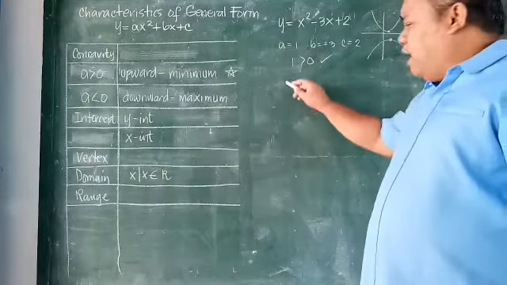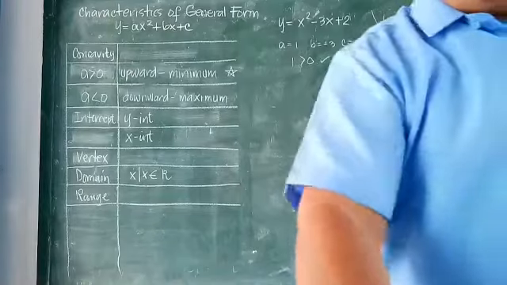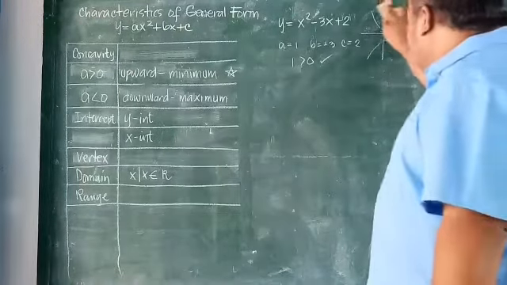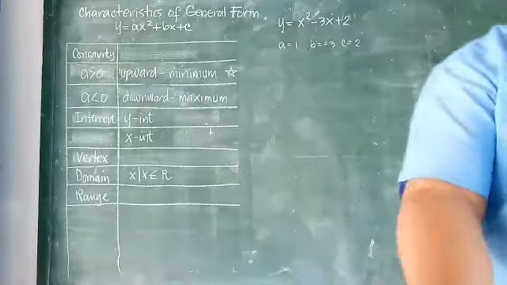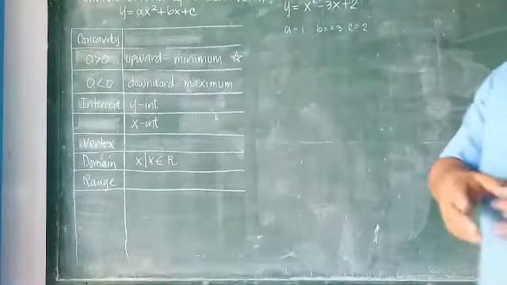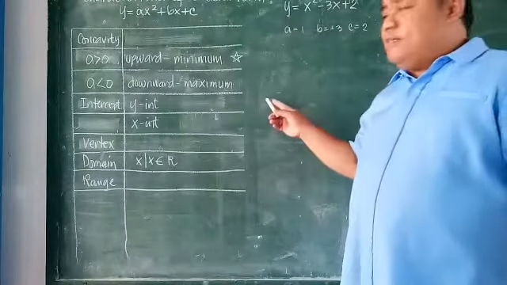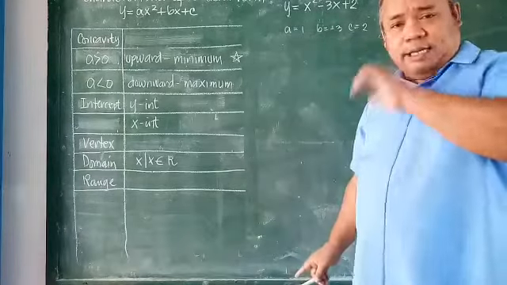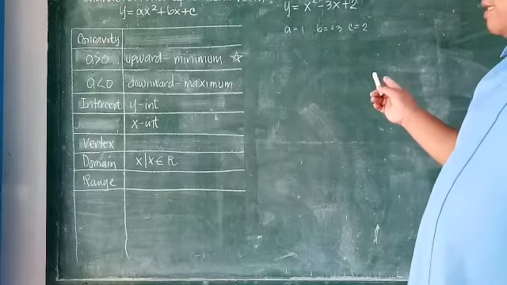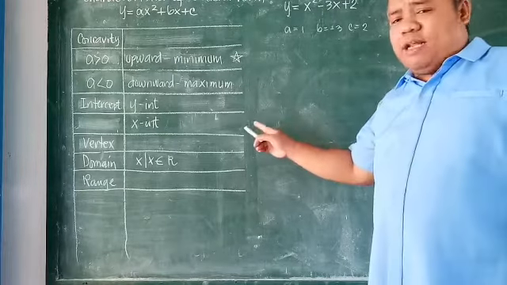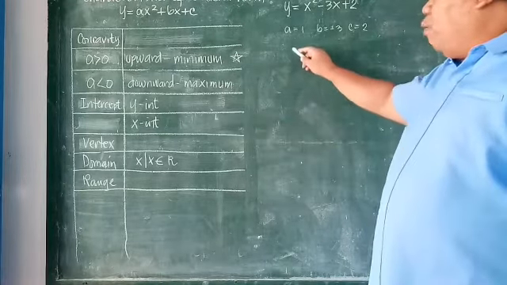So that is for the concavity. Now let's discuss the intercept. What is an intercept? It has two classifications. One is what we call the y-intercept. When you say y-intercept, it is where the graph touches the y-axis. And the other one is the x-intercept. Let us solve for the y-intercept.